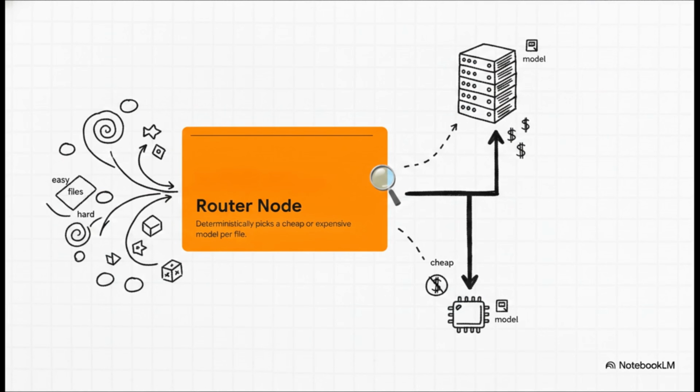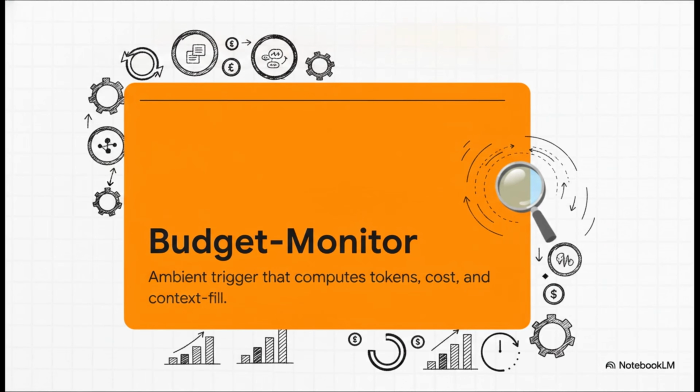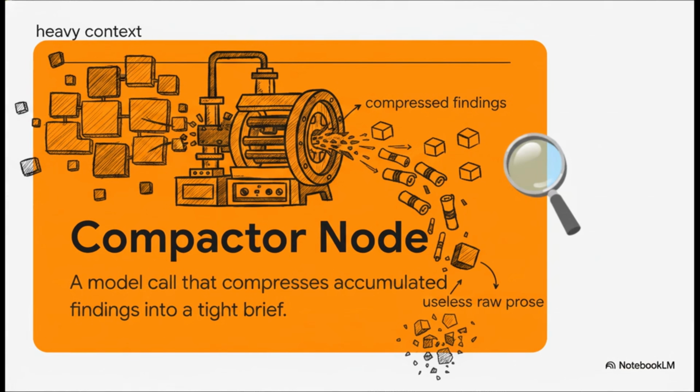Then, the router deterministically scores that file's complexity. It routes easy files to cheap models and hard files to the expensive ones. Meanwhile, the budget monitor sits silently in the background. It's a free, ambient trigger that recomputes tokens and context fill after every single step. Now, if that context gets too heavy, it wakes up the compactor, paying a model call to compress all those accumulated findings into a tight brief while dropping the useless raw prose.